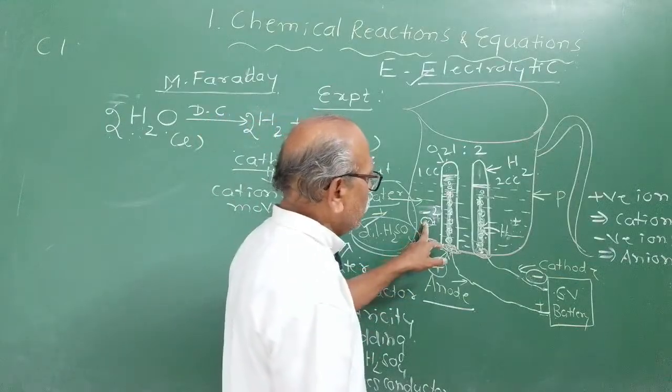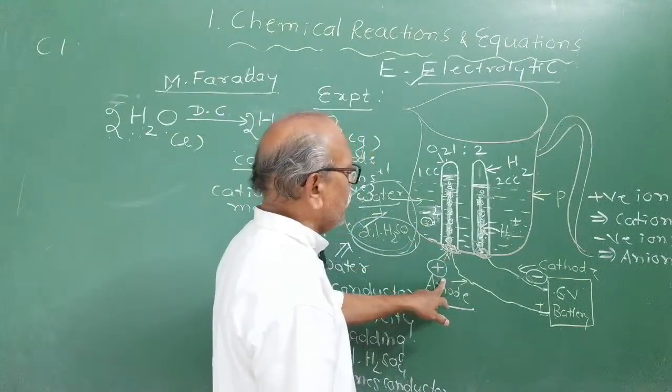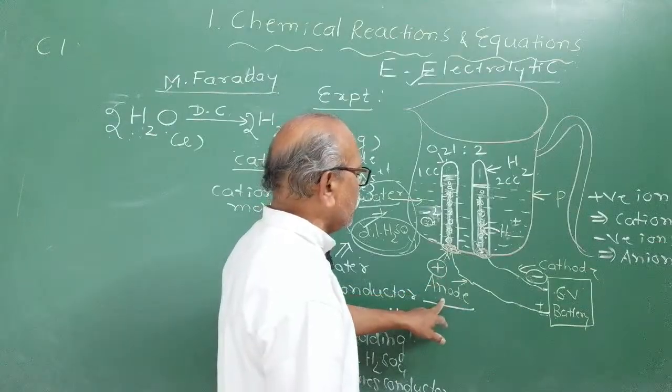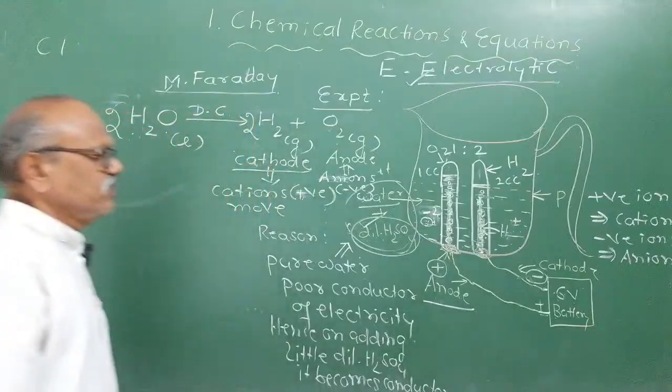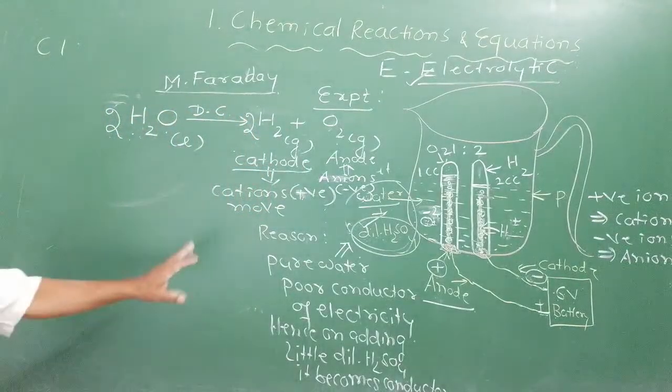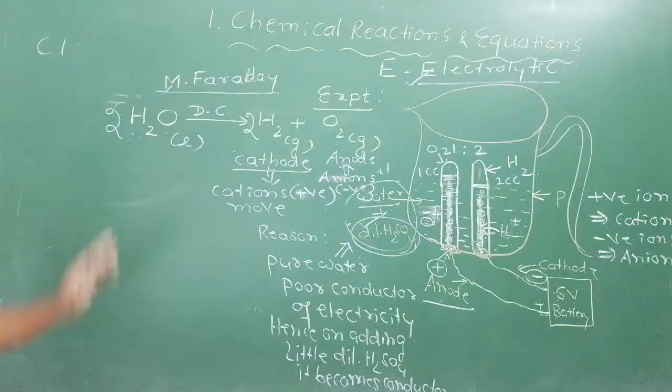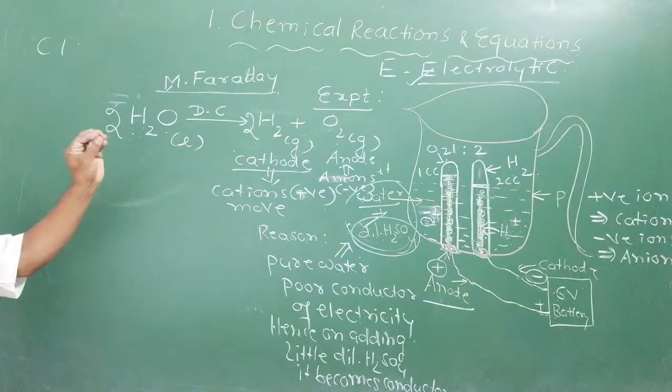Negatively charged ions will migrate towards a positively charged electrode. Therefore, the positively charged electrode is called the anode because anions move towards it. Understand completely? And these are some of the questions that will be asked on this experiment.